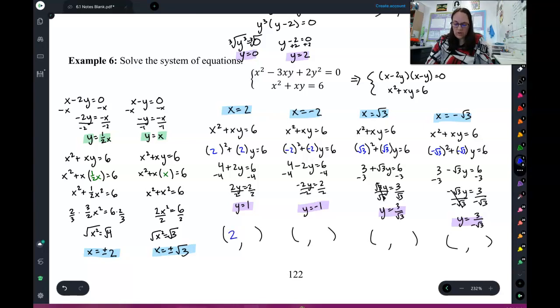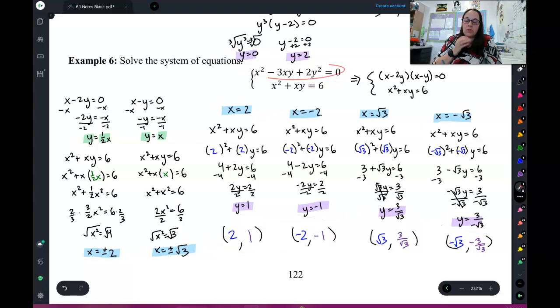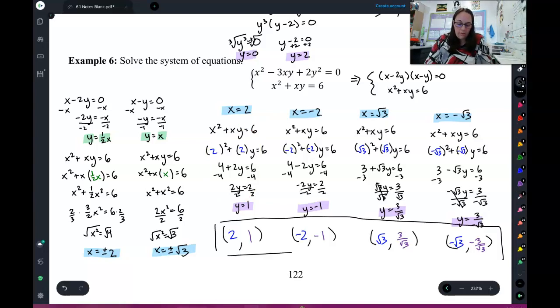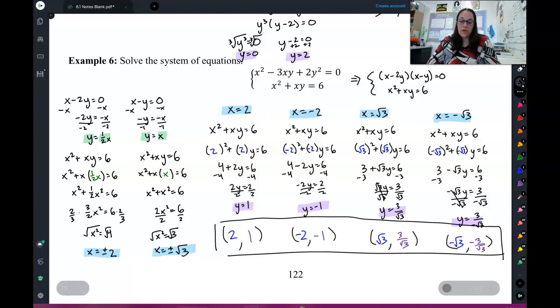So I have 4 points here. X values are 2, negative 2, root 3, negative root 3. Y values are 1, negative 1, 3 over root 3, negative 3 over root 3. And technically, you would need to plug all these points into the first equation to make sure that they all still work for the first one as well as the second one that you already plugged them into. However, I'm going to save you time and say I already did that, and all 4 do end up working. So that is our hardest nonlinear problem.